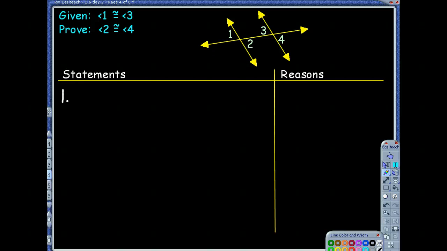All right. This next proof that we have, notice that we have a set of angles that are congruent and we're proving another set of angles congruent. Okay, so let's go ahead and label what we've got. We know that angle 1 is congruent to angle 3. And if I mark that in my picture, I'm just going to put my little tick marks to say angle 1 and angle 3 are congruent. We want to prove that angle 2 and angle 4 are congruent.